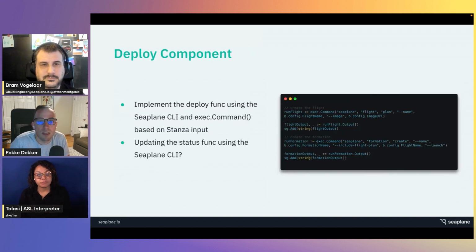Next slide, Bram. And then obviously the deploy component, and this looks very similar to the local exec. So inside the deploy function, we're going to execute a couple commands. You can see that the first step is the same as before. So we're creating our flight. And then the second step, which is now possible, which wasn't in the maturity level 1 plugin, is creating the formation. Once that's done, the app deployment is live. The next step would be to implement the status function using the CLI, and you do this in the status function inside of the deploy component.